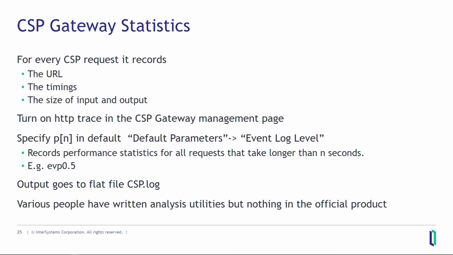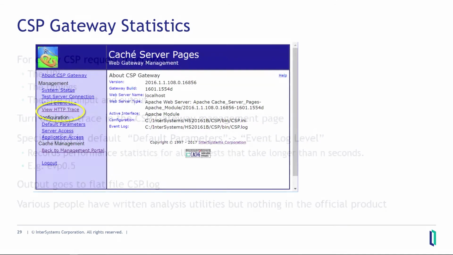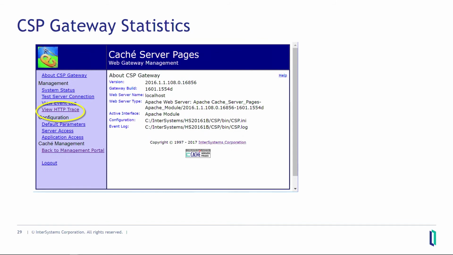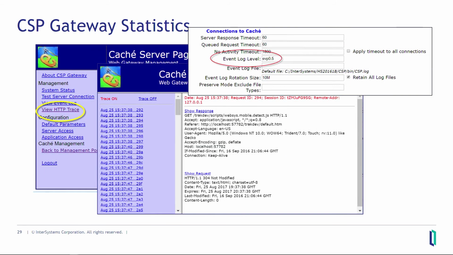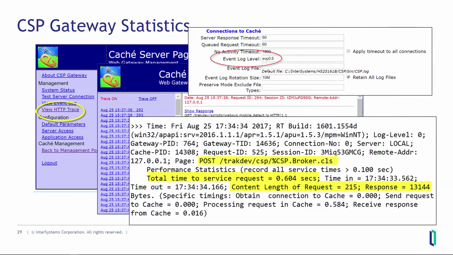Various sales engineers and support people have written tools to do these things, but there's nothing actually in the product to do that. And as I say, you can turn the trace on through the management portal, and it ends up in a flat file. There you can see it says post track dev CSP broker, and it's got the total time of service. And I put 0.5 seconds as the cutoff, so this only limits something that's got 0.604 seconds shows up, nothing less than half a second shows up.